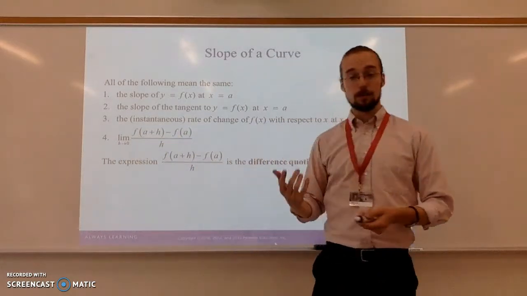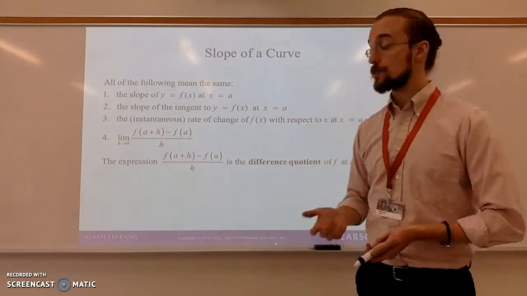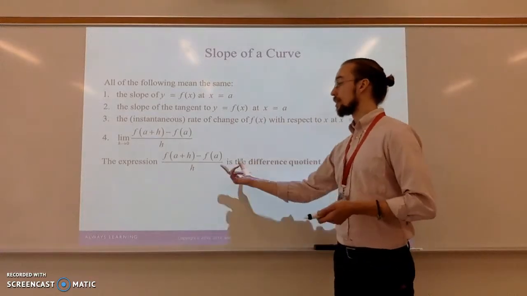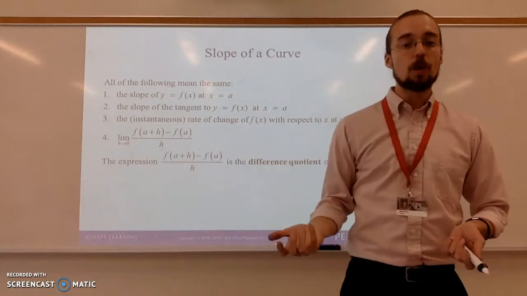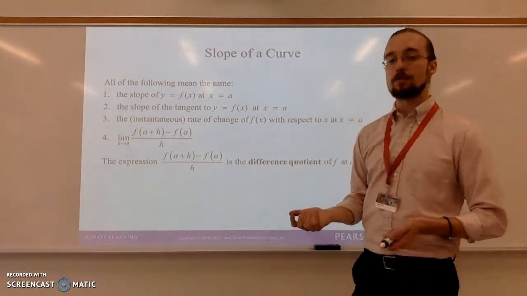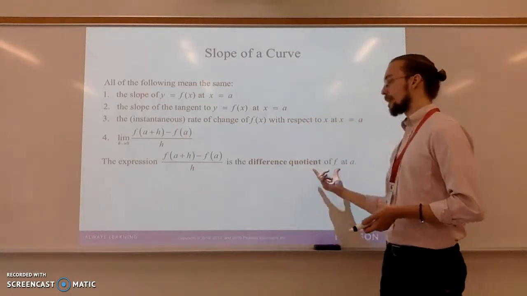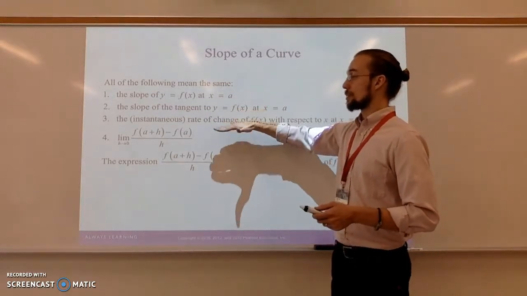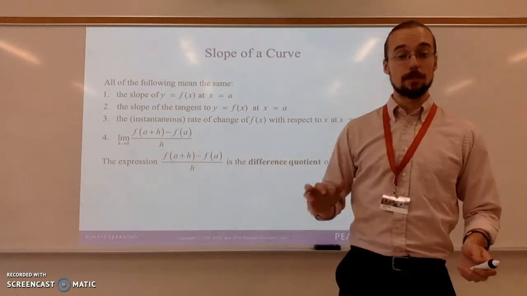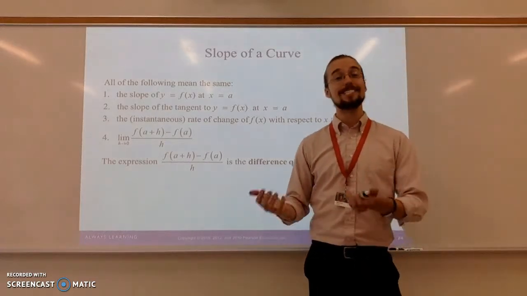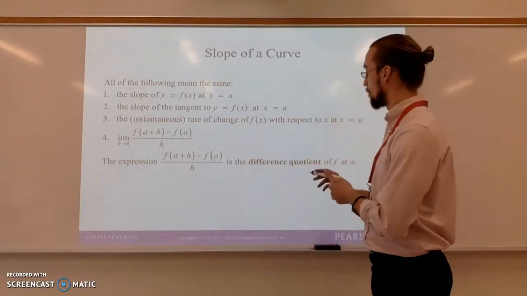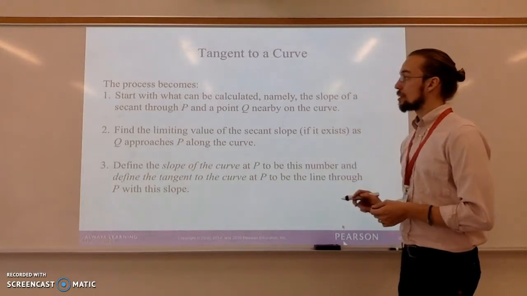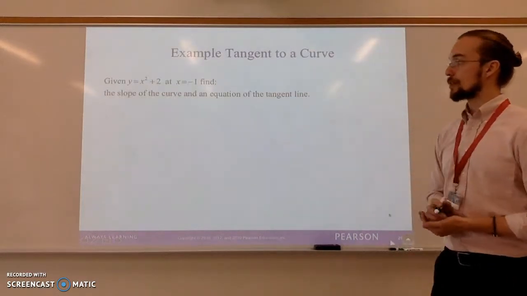This limit that we just defined, right, to find this slope. Okay, and that quotient, that f of a plus h minus f of a over h, actually has a name. It's called the difference quotient. Okay? So all of these things mean the exact same thing. They mean slope at that single point, or instantaneous rate of change. Right? So let's take a look at another example here.